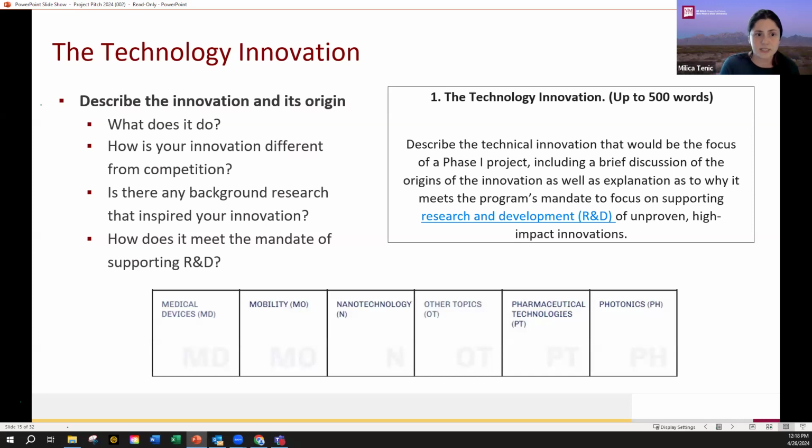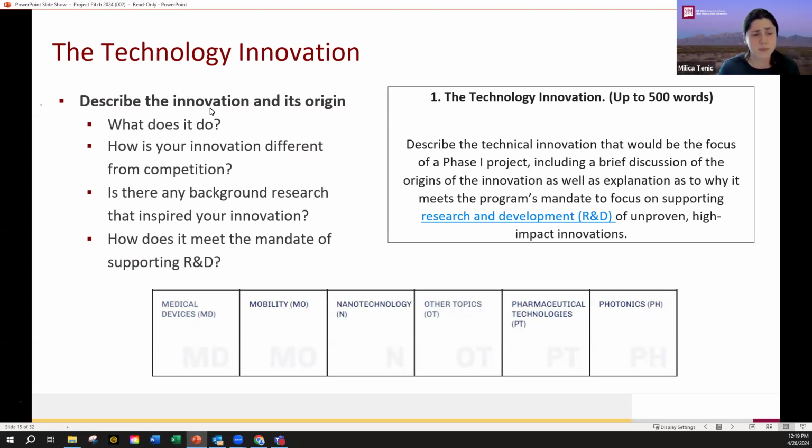The first thing you really need to do is describe your innovation. What does it do? What does it look like? What is it? Then really think about how it is different from the competition. Lots of times I have folks say there's nothing out there that looks like my product or my technology, but that doesn't mean you don't have competition. That just means that your competition is the status quo. How are folks solving that problem right now? And why would your technology, your product, your innovation be better, faster, cheaper for folks to adopt compared to what they're doing right now?